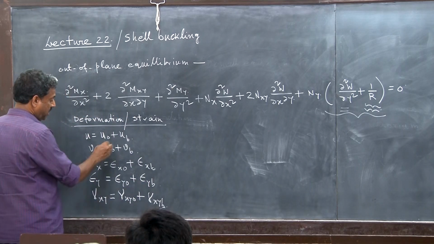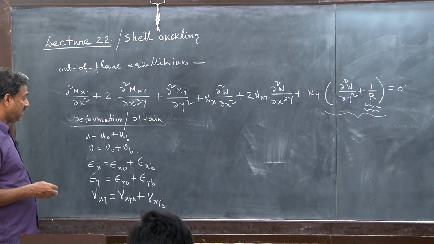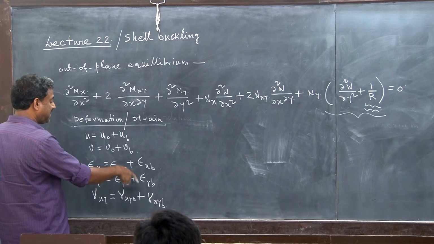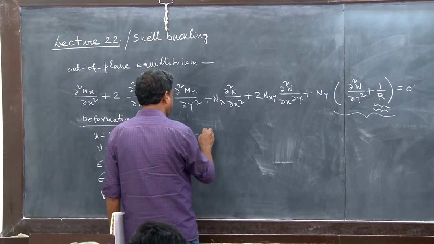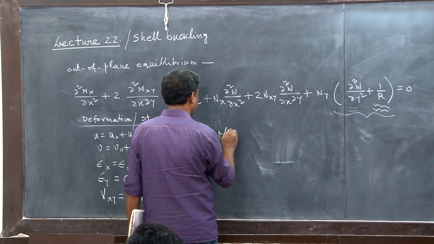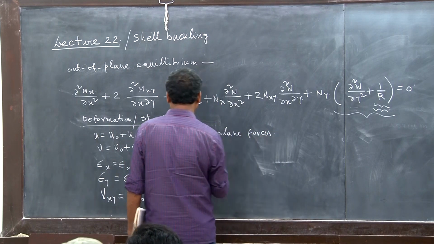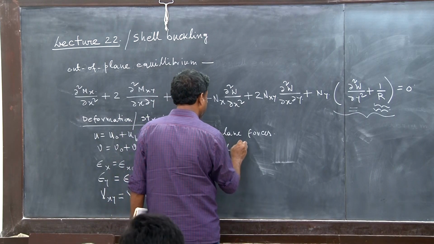So you see that U0 stands for the contribution of the in-plane forces, okay, and B stands for the contribution from the bending. 0 was for the in-plane contribution, from the in-plane forces, and B is for the out-of-plane bending basically, or bending is always out of plane, right.